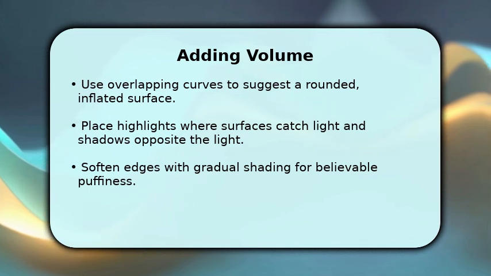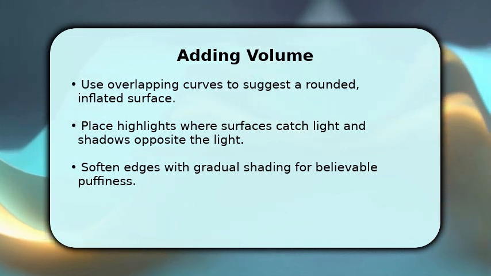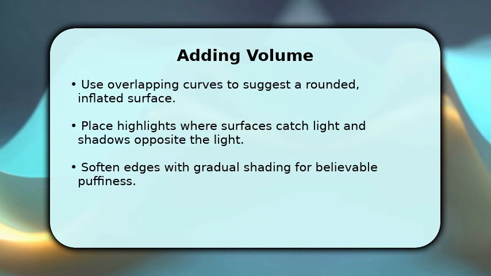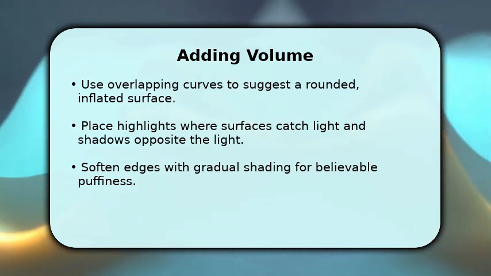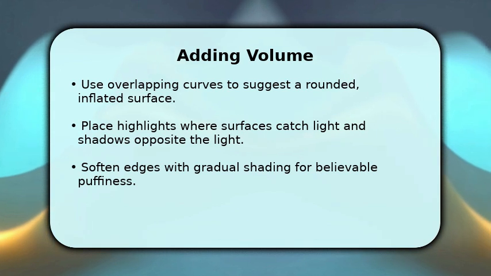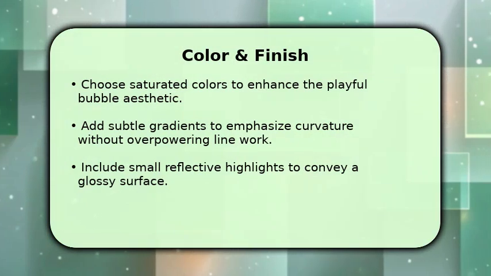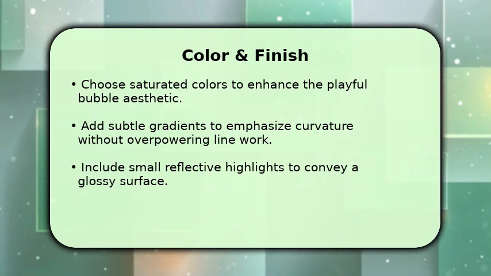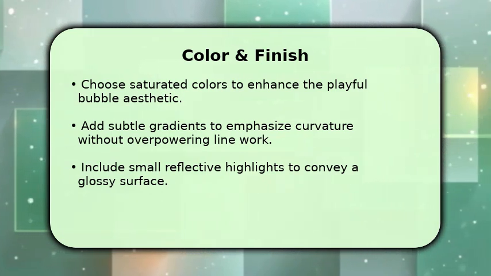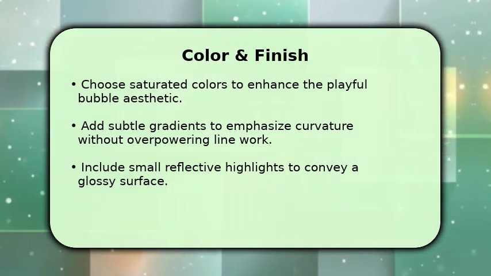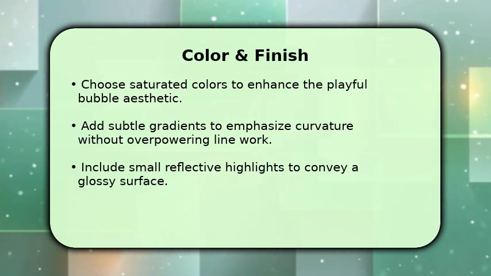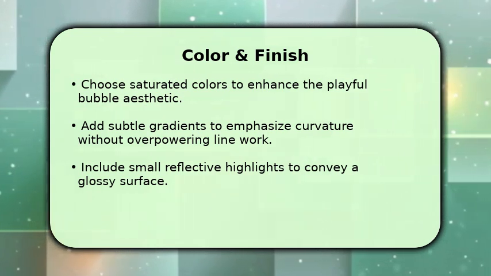For crispness, erase stray pencil marks and reinforce the final outline before applying color or texture so the bubble numbers stay clean and playful. Pick a color scheme that complements your layout and apply gentle gradients that follow each digit's form. Use a lighter rim highlight on the side facing the light and a tiny specular spot to imply gloss.